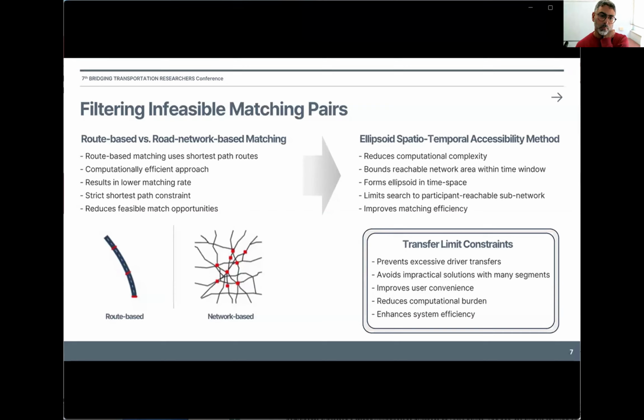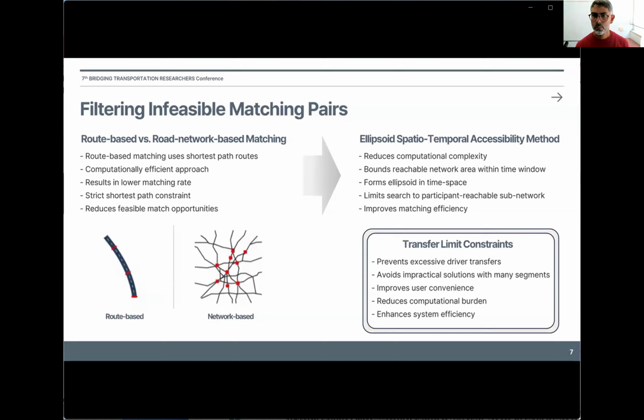It leads to a lower matching rate because real people might be willing to take a minor detour to pick someone up, but the strict route-based method wouldn't allow that. In other words, it reduces feasible match opportunities by enforcing a very rigid criterion.